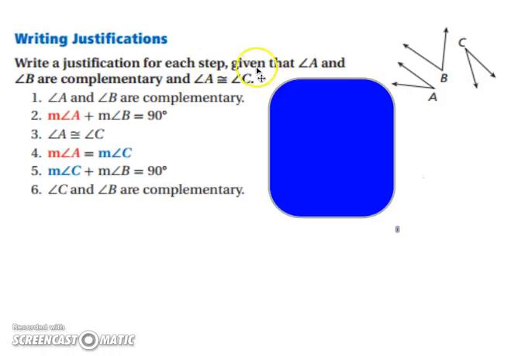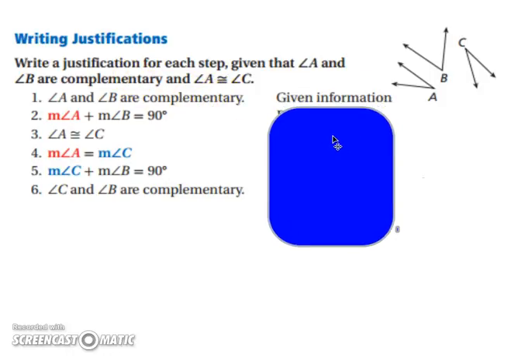Write a justification for each step, given that angle A and angle B are complementary, and angle A is congruent to angle C. So let's look at this first one here. Angle A and angle B are complementary. Why are you allowed to say that? You're allowed to say it because it's a given piece of information. They gave it to you.